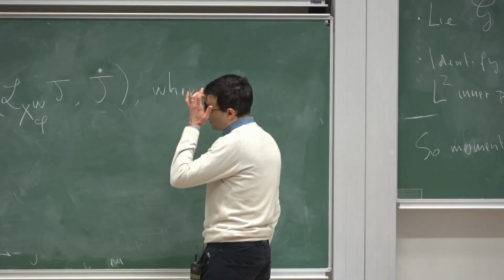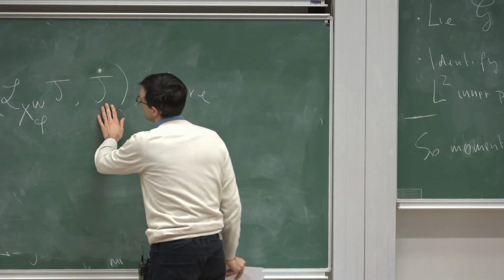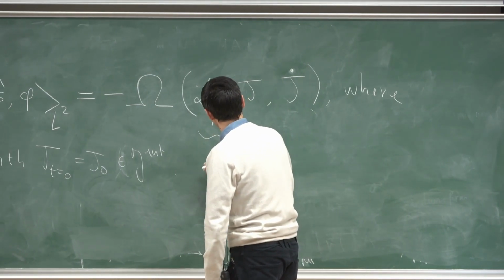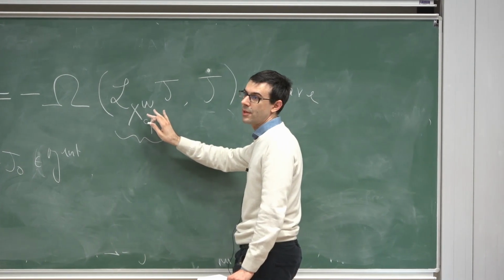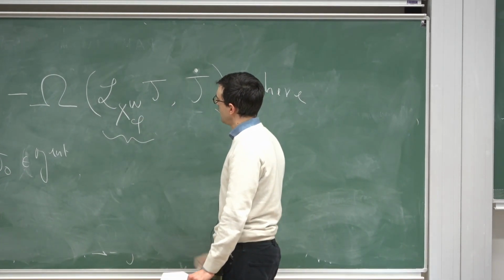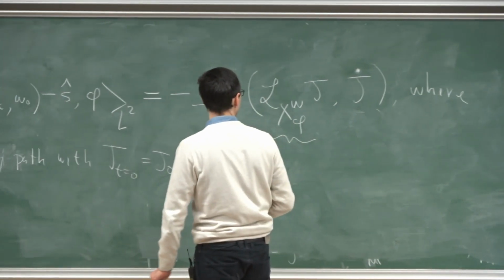J dot is its tangent vector to this path, so it's a first order variation of the almost complex structure. It's not hard to check that this is the infinitesimal generator for the action of G, this group of exact symplectomorphisms, evaluated at the point J naught. Okay.